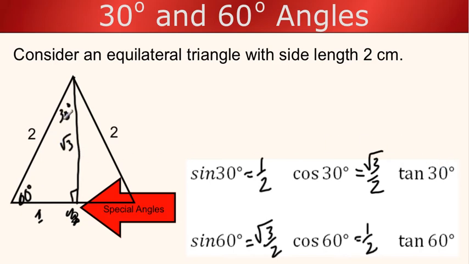And tan of 30 is opposite over adjacent, so 1 over root 3. And tan of 60 would be root 3 over 1, which is just root 3. So those are the two different diagrams you can draw, from which you can quickly obtain the ratios of these special angles.